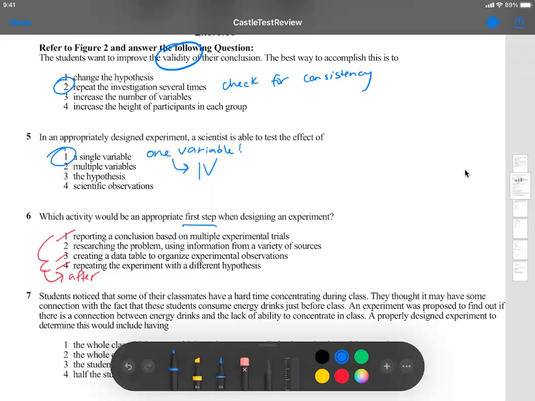Absolutely. So the only one that you should do first before designing an experiment is research the problem. You can't report a conclusion, create a data table of your observations, or repeat the experiment until it's already done. So the thing that you should do first is research the problem.